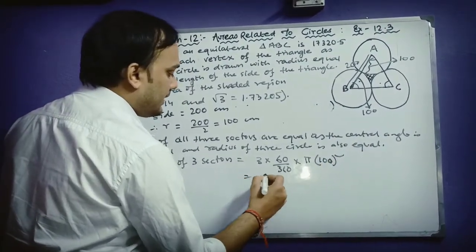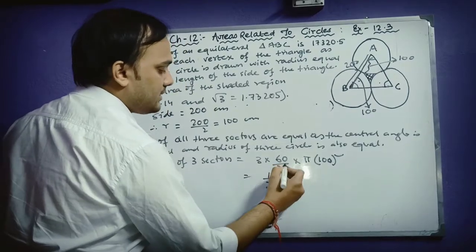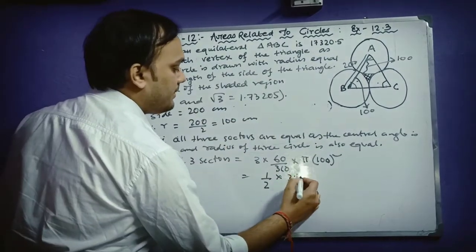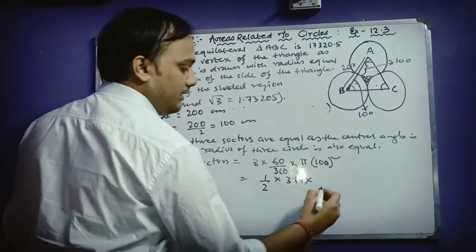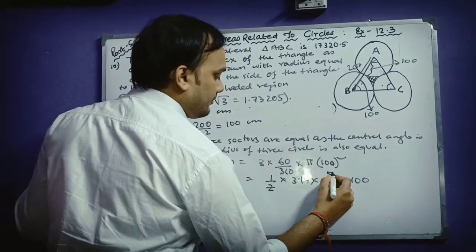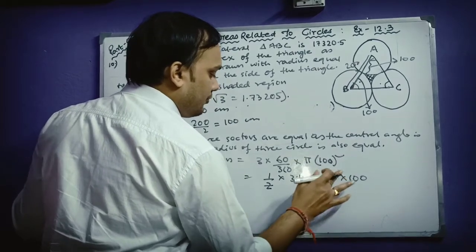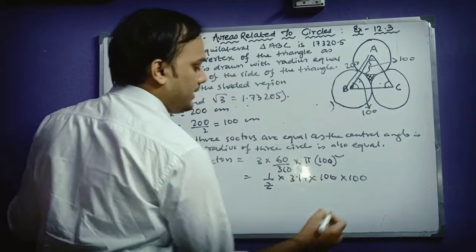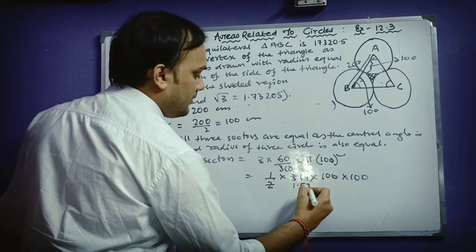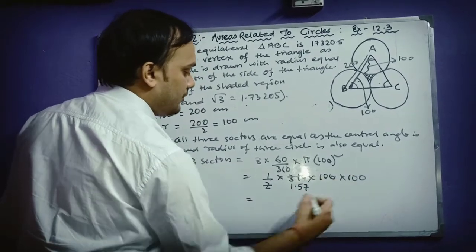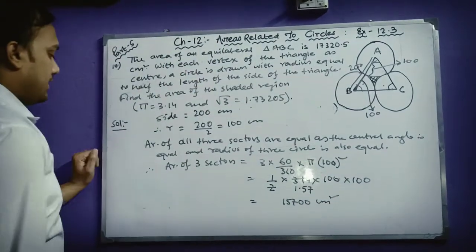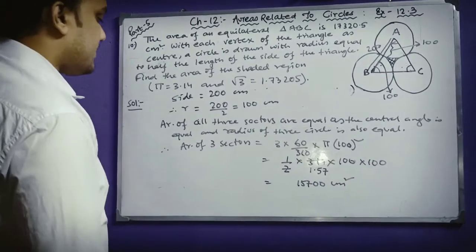Now let us calculate here. We will get here that 1 by 2, 3 into 60, 180 by 360 is 1 by 2 into, as pi is 3.14 given in the question, we cannot use 22 by 7 here, 100 into 100. So it will be equal to, okay, I should not have cut this. Unnecessarily calculation will become tough. 3.14 if I cut with 2, it will be 1.57. That means 1.57 into 100 into 100. It will be 15700 centimeter square. So the area of the 3 sectors is 15700 centimeter square.